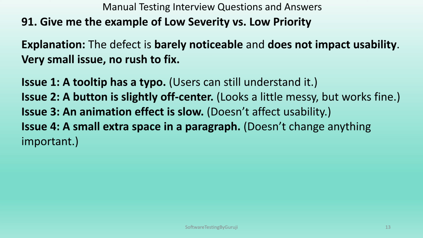Issue 1, a tooltip has a typo. User can still understand it. Second issue, a button is slightly off center. Looks a little messy but works fine. Third issue, an animation effect is slow. Doesn't affect usability. Issue 4, a small extra space in a paragraph. Doesn't change anything important. So these are the examples for low severity versus low priority.